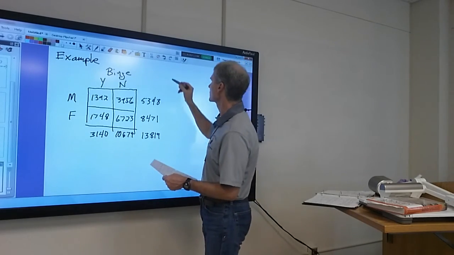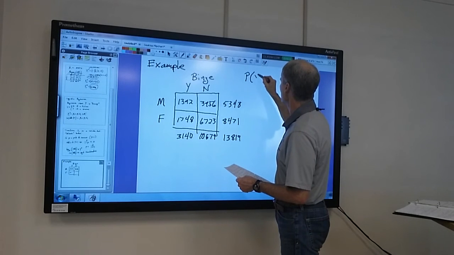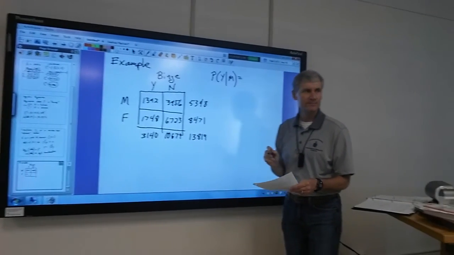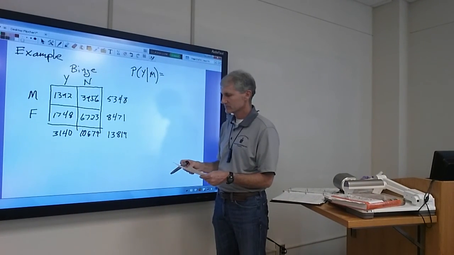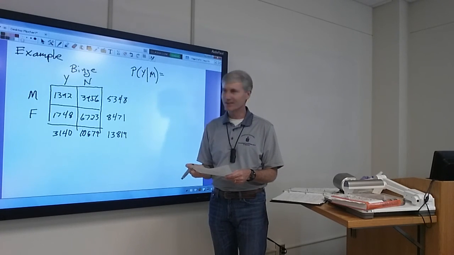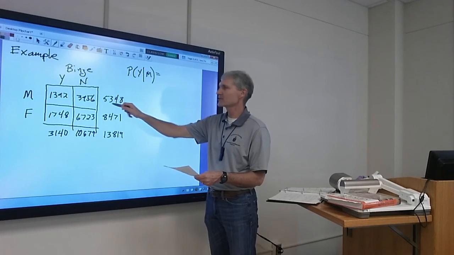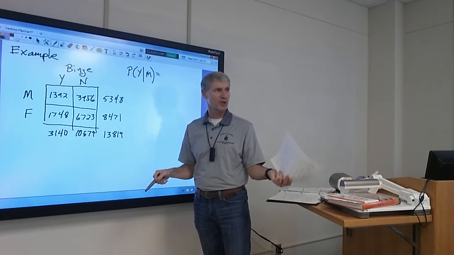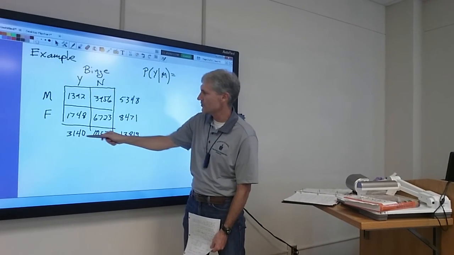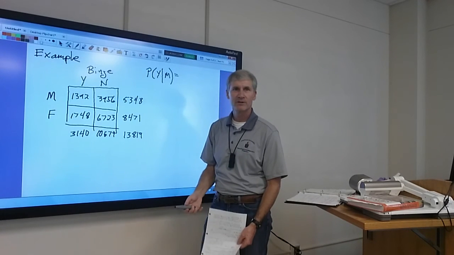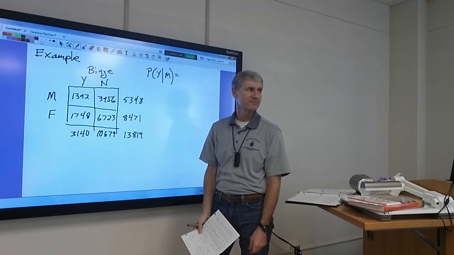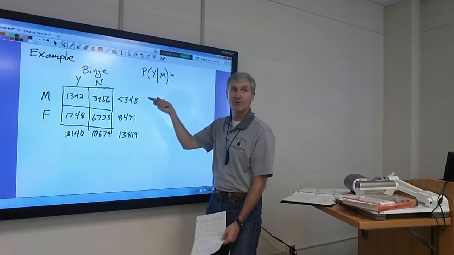Okay, let's compute some conditional probabilities. What's the probability of being a binge drinker if you're male? It's going to be 1392 over 3140. If you're male. Condition on male means this is your denominator. You did the very most common mistake. If I take 1392 over 3140, I got the probability of being male if you're a binge drinker. But we want the probability of being a binge drinker if you're a male.